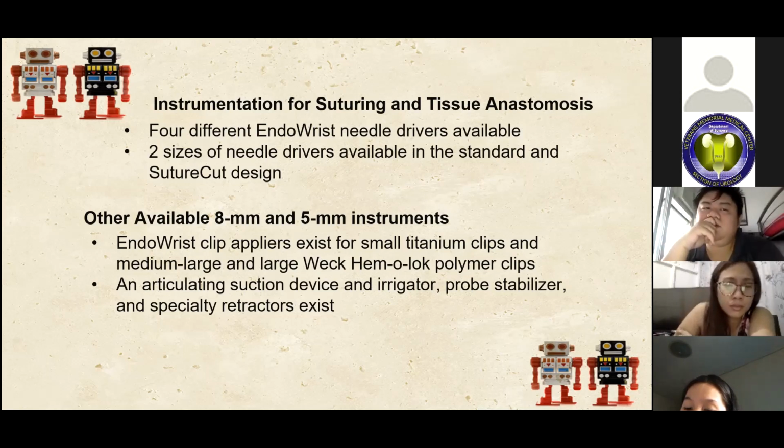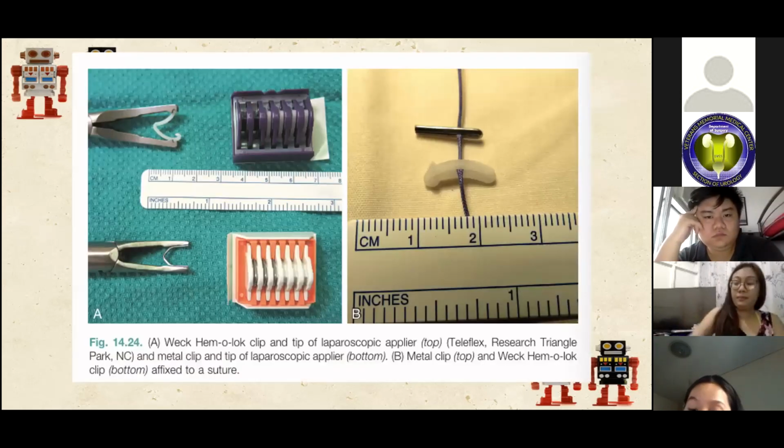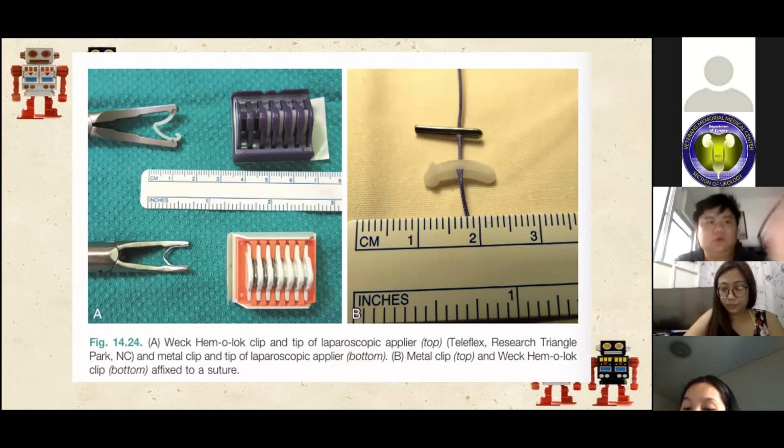And you also have other 8mm or 5mm instruments. The endo wrist clip appliers exist for small titanium clips, and medium, large, and large WEC HEMOLOC polymer clips. An articulating suction device and irrigator, probe stabilizer, and specialty retractors also exist. Next, please. So here you have your WEC HEMOLOC clip and the tip of the laparoscopic applier on your left, and the metal clip, and WEC HEMOLOC clip affixed to a suture on your right.